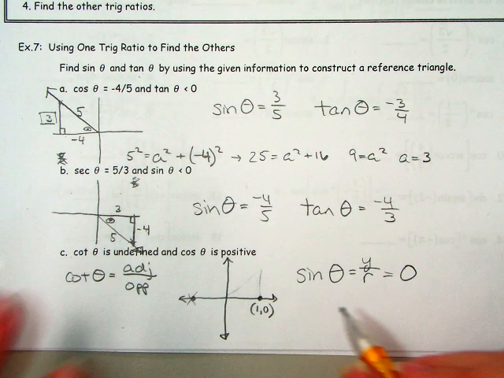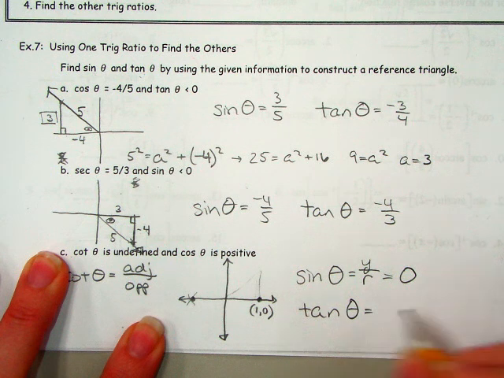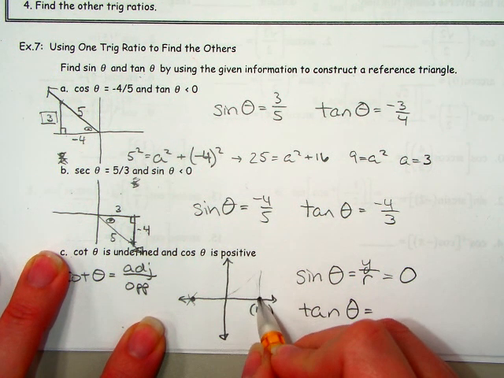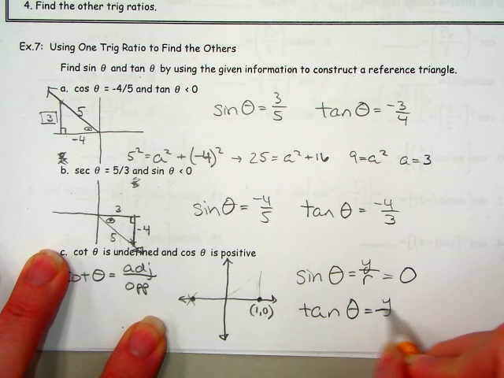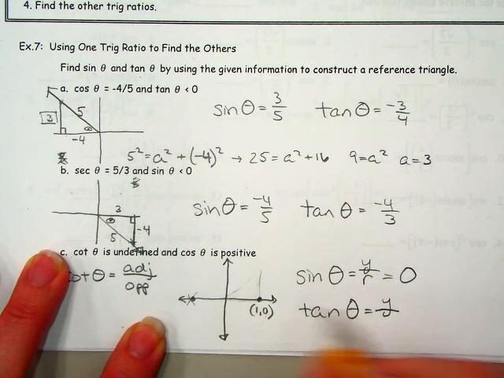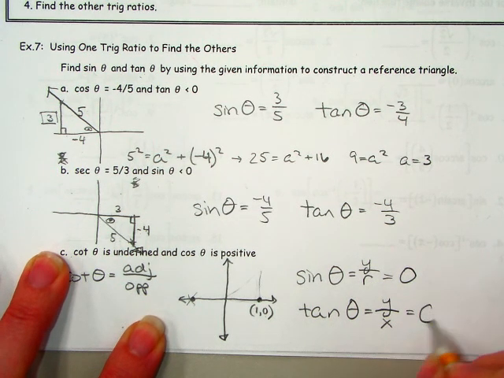And then tangent is opposite side. Again, opposite side would be this vertical side, so that's the y height, so it's the y value, over adjacent, and the adjacent is the horizontal distance, so that's the x value. And so that's 0 over x, which is 0 as well.